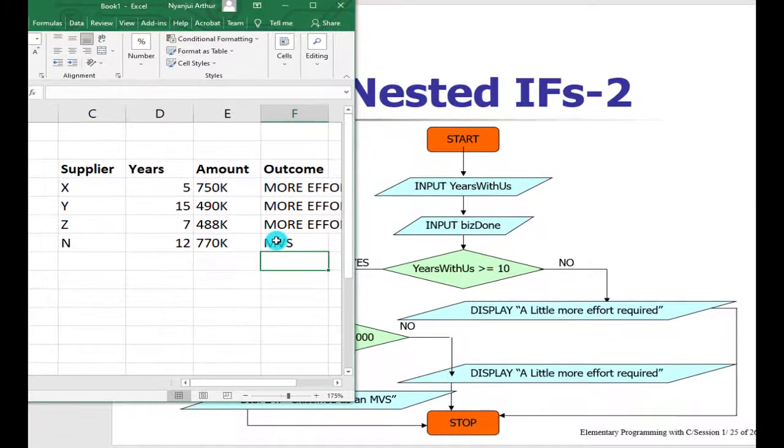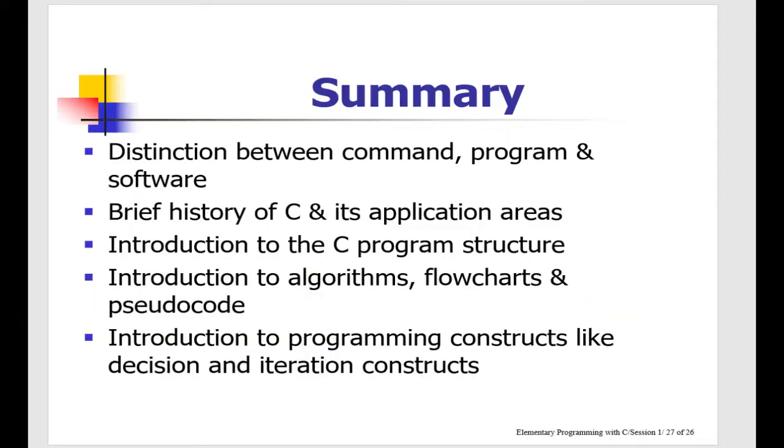With that, we've come to the end of the session. Let's quickly recap what it is that we learned. In this session, we've seen the distinction between a command, program, and software. We looked at the brief history of C and its application areas. We saw the C program structure. We had a brief introduction to algorithms, flowcharts, and the symbols used in them, and pseudocodes. We also had an introduction to programming constructs like decision-making and iteration or repetition constructs. And that marks the end of that particular session.